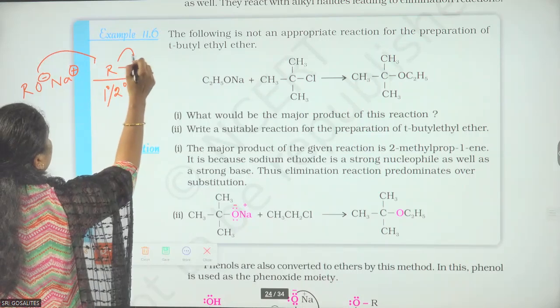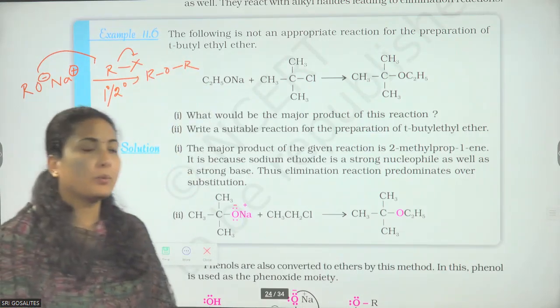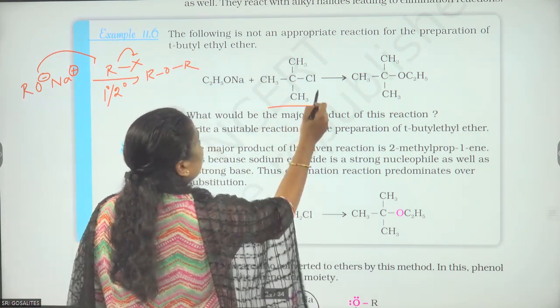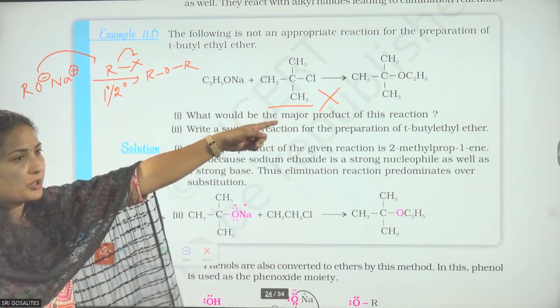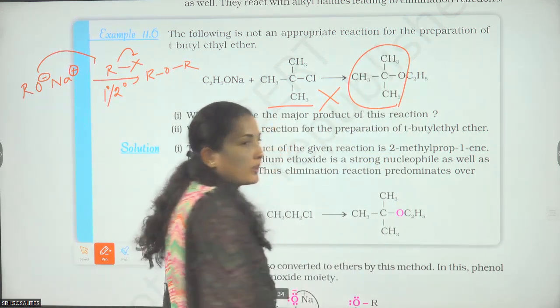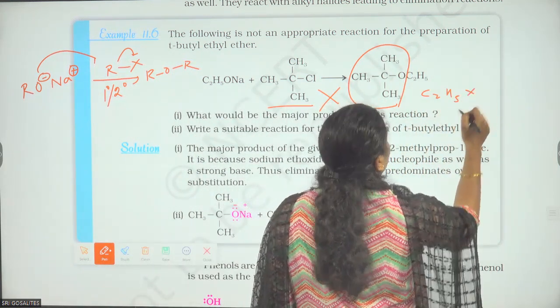Then only can ether be formed. Otherwise, if you are having tertiary, it will not be formed. So basically here you will not be able to see this kind of formation. But still, if you want to form this, with the bulkier group you make the alkoxide, and the smaller group you make the alkyl halide, C2H5X.